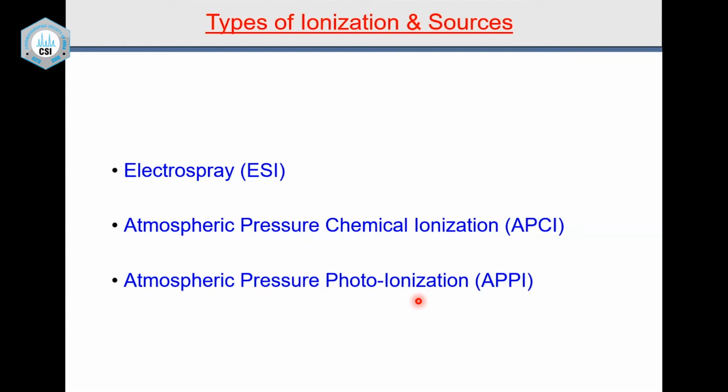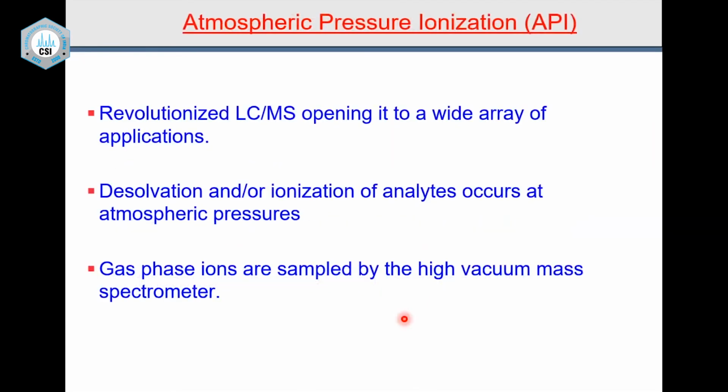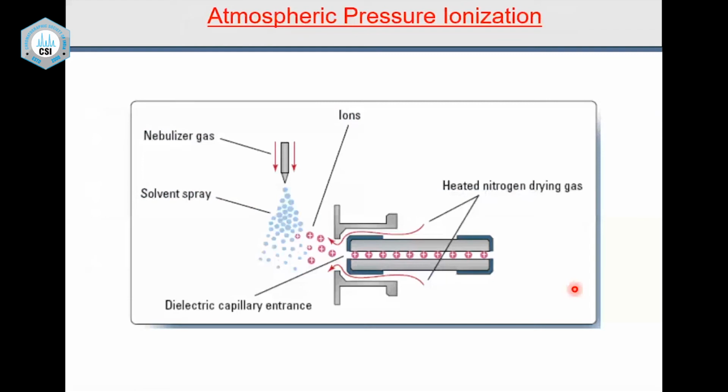Depending upon what type of compounds you are analyzing day in and day out, I'll be able to explain which compounds will work very well with electrospray, very well with this, and very well with this. So that is the clarity I will be giving you today. Atmospheric pressure ionization has revolutionized LCMS, opening it to a wide array of applications. Dissolution and ionization of the analyte occur at atmospheric pressure. Gas phase ions are sampled by the high vacuum mass spectrometer. Don't worry about these statements. This is what I am going to explain to you. Okay, here is the explanation.